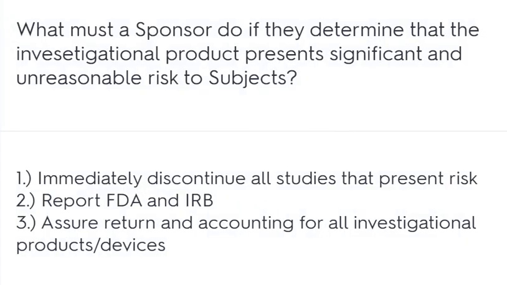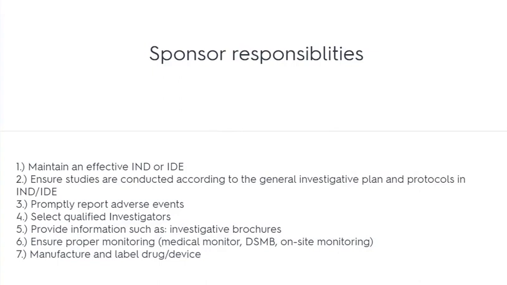What must a sponsor do if they determine that the investigational product presents significant and unreasonable risk to subjects? 1. Immediately discontinue all studies that present risk. 2. Report to FDA and IRB. 3. Assure return and accounting for all investigational product devices. Sponsor responsibilities.